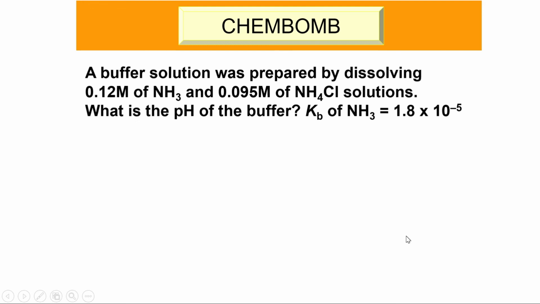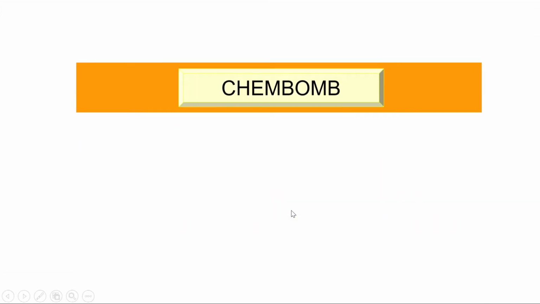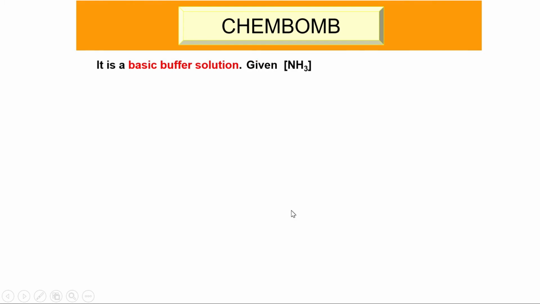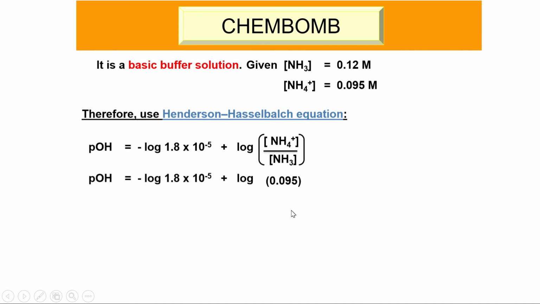Next, this is an example of a basic buffer. We have ammonia and its conjugate acid. We must calculate the pH, so we must use the Henderson-Hasselbalch equation. Substitute the values.